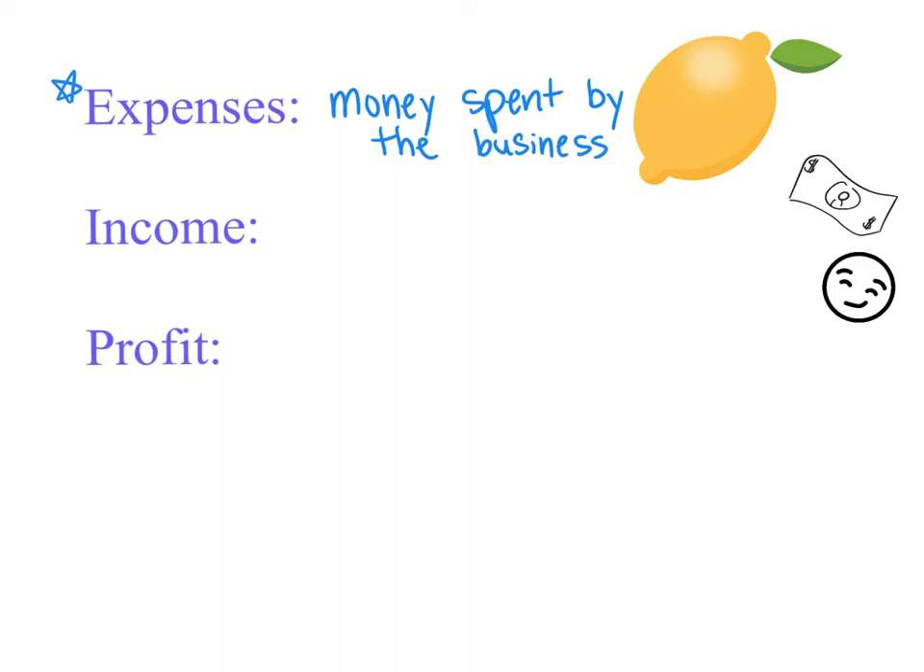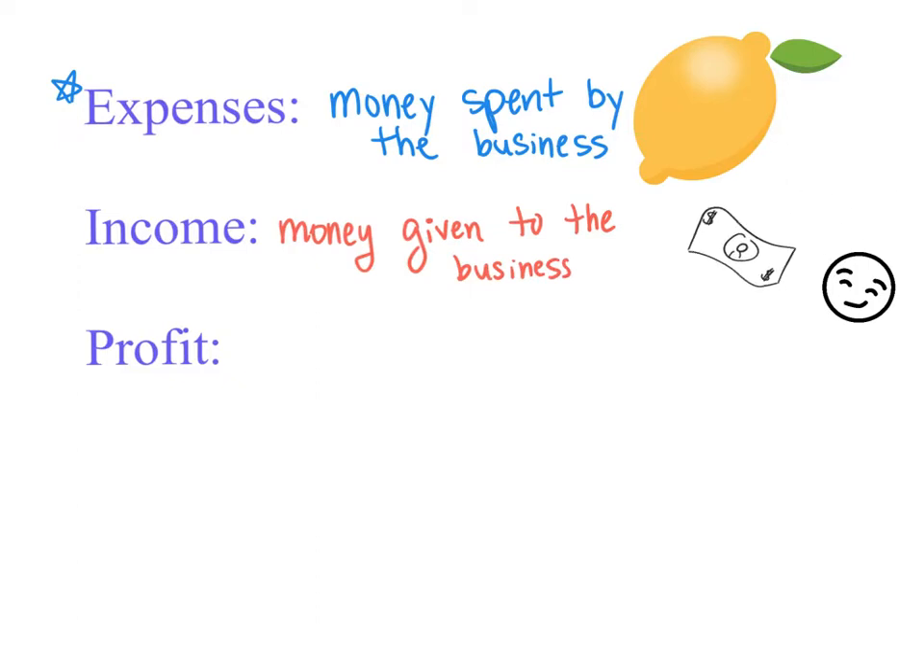Next, when you open up your lemonade stand, you're going to get income. Okay, so a customer comes to you and gives you money. That money that they give you is income. So I'm going to define that as money given to the business. Okay, so we like money. Someone walks up to your lemonade stand, gives you $2 for a cup of lemonade. That would be an income.